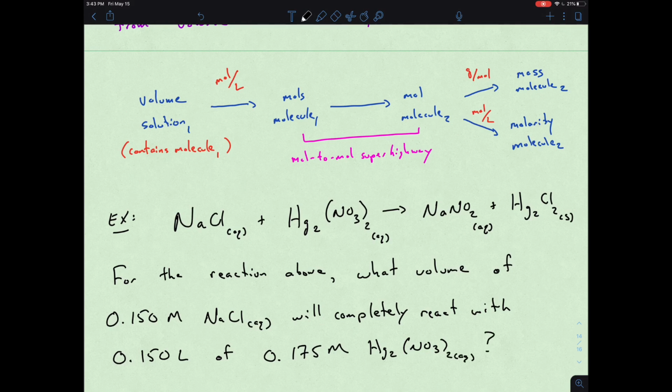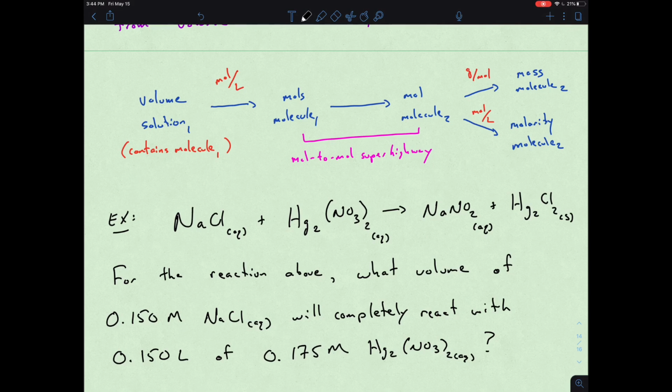All right, so here's our question. For the reaction above, and if we look above, we have sodium chloride reacting with mercurous nitrate to produce sodium nitrate and mercurous chloride. For that reaction, what volume of 0.150 molar NaCl will completely react with 0.150 liters of 0.175 molar mercurous nitrate?